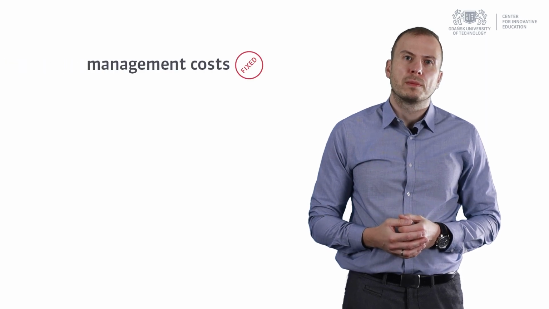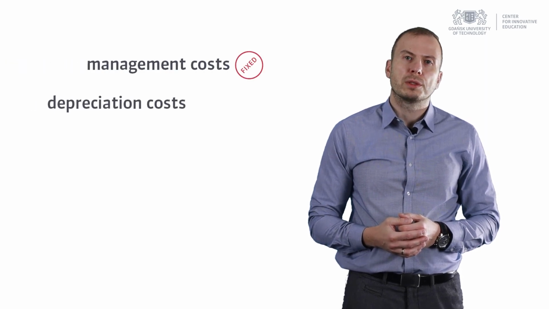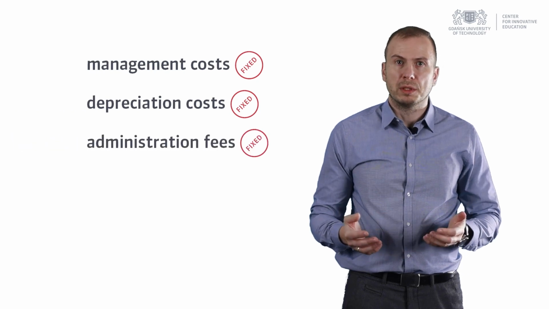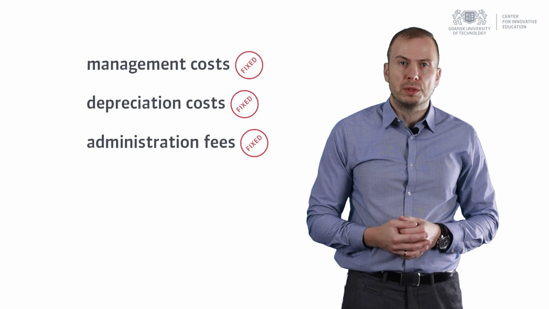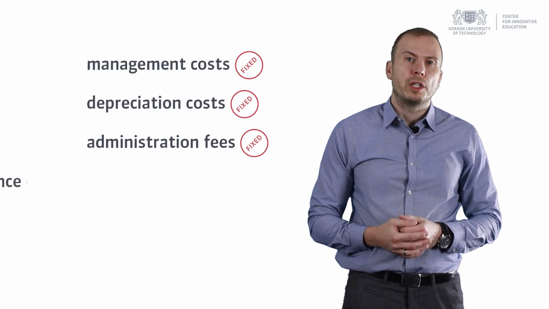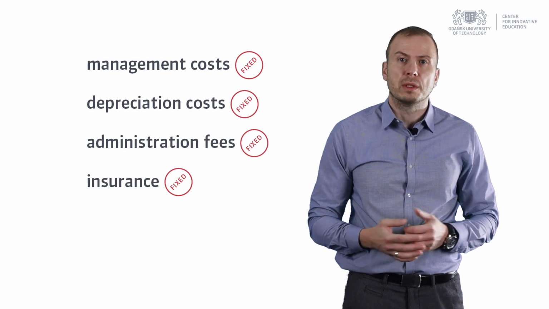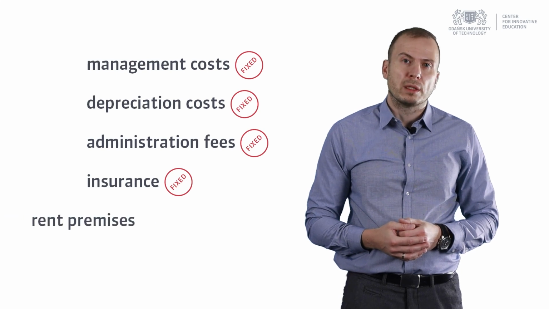Examples of fixed costs include management costs, depreciation costs, administration fees, because the administration does not produce anything, insurance, for example, machine insurance, vehicle insurance or building insurance, and rent of premises. Costs can be divided in various ways depending on chosen criteria.